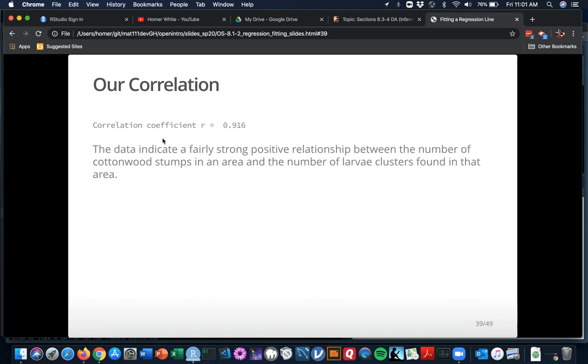So in our stumps data, the correlation coefficient R was 0.916, which is fairly close to 1. And so that backs up what we saw in the scatter plot. There was a positive linear relationship between stumps and number of larvae clusters, and it was a fairly strong one as well.